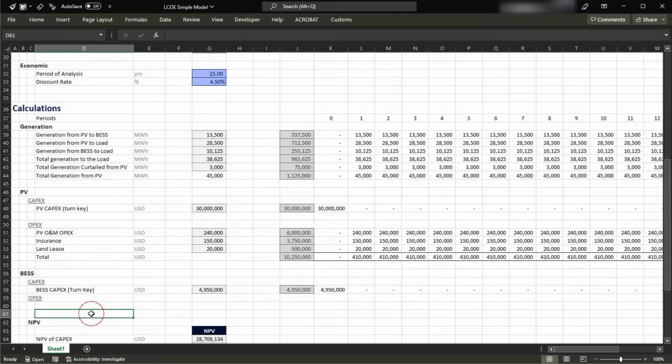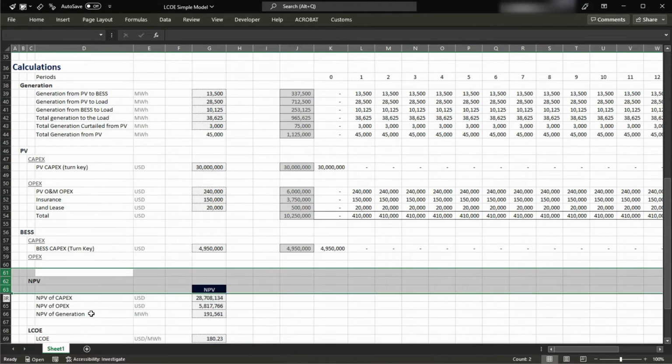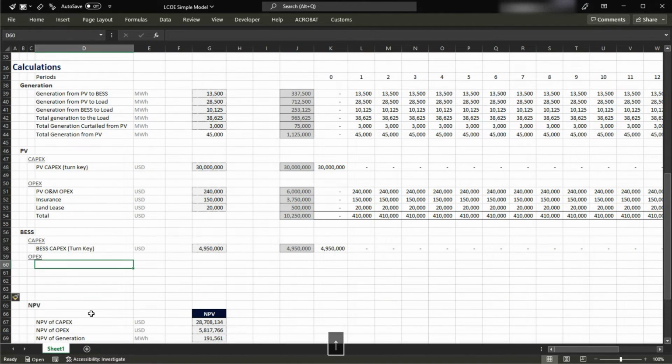We're gonna have, let me add a few more rows here. So we're gonna have the opex. And what do we have as opex? We have BESS O&M opex, right? So that's the first thing we have. Oops, let me just fix here. So we have the BESS O&M opex. We have insurance. We have the land lease, and we're gonna have a total of columns in here. Okay, it's gonna be in USD. So I'm gonna, sorry, Control C, enter.